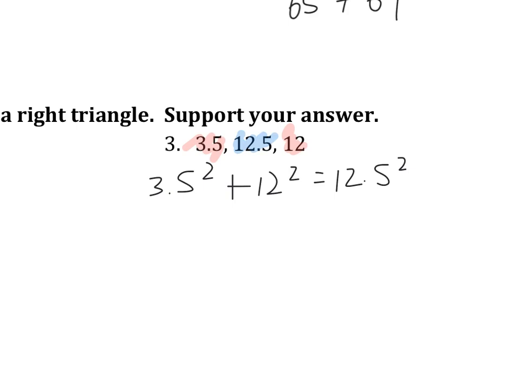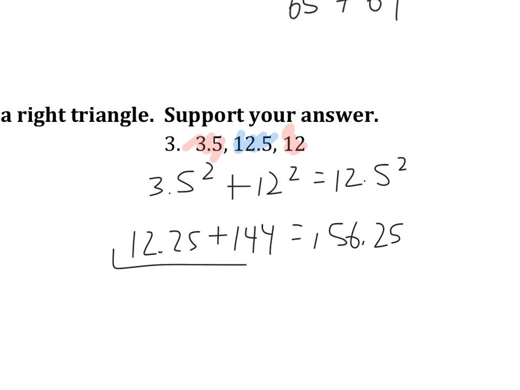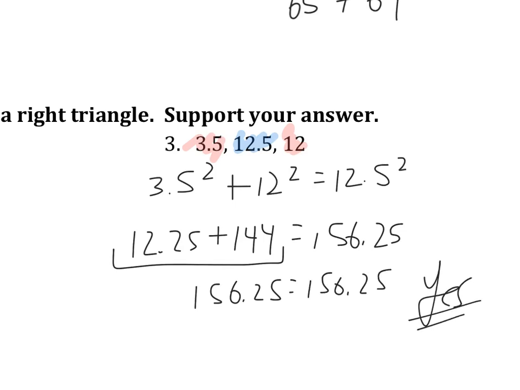Well, let's check out what this equals. 3.5 squared is 12.25. 12 squared is 144. 12.5 squared is 156.25. 12.25 plus 144 equals 156.25. So look at that. These equal each other. Therefore, yes, it is a right triangle.